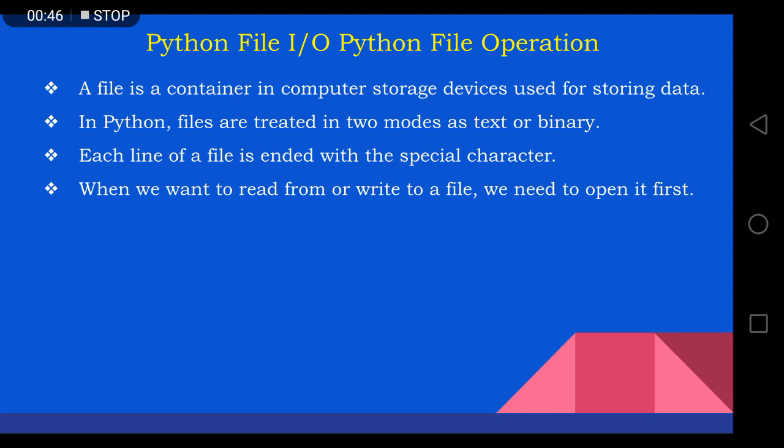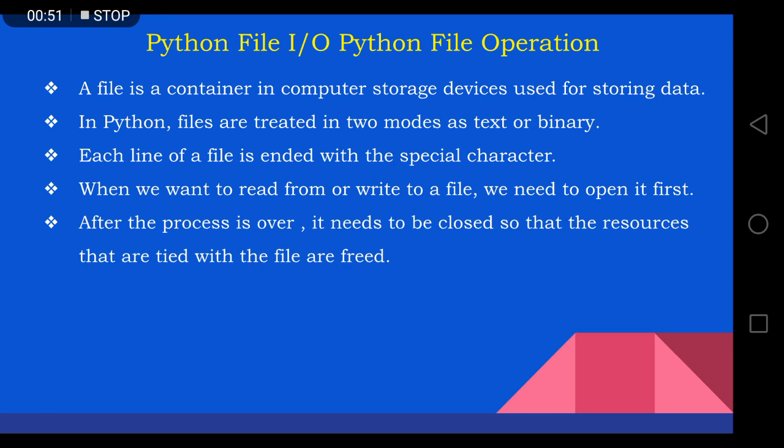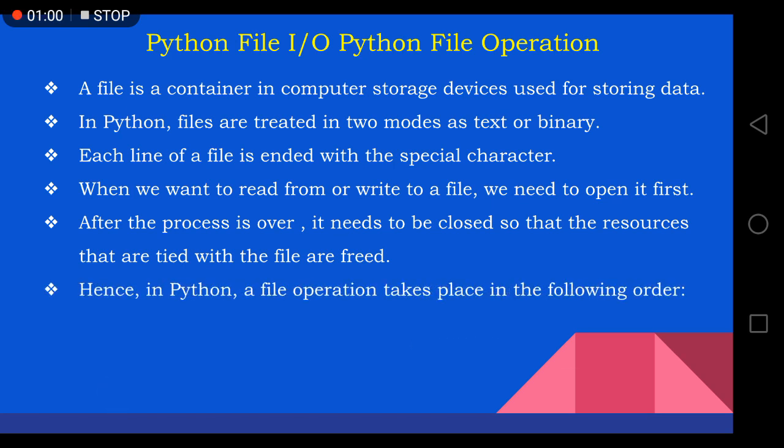When we want to read a file or write to a file, we need to open it first. After the process is over, it needs to be closed so that the resources tied to the file are freed. Normally when a file is open, some resources are allotted by the operating system to the file, and after processing we have to close it. If you close the file, the resources allotted to it, namely the memory or other things, will be released so that they can be used for other files.